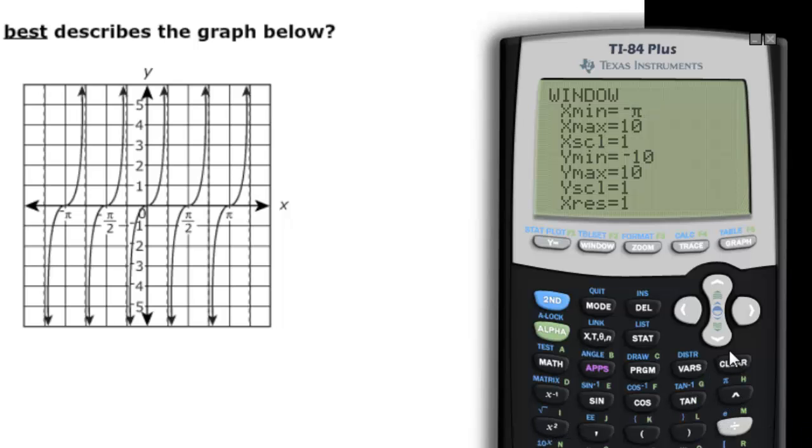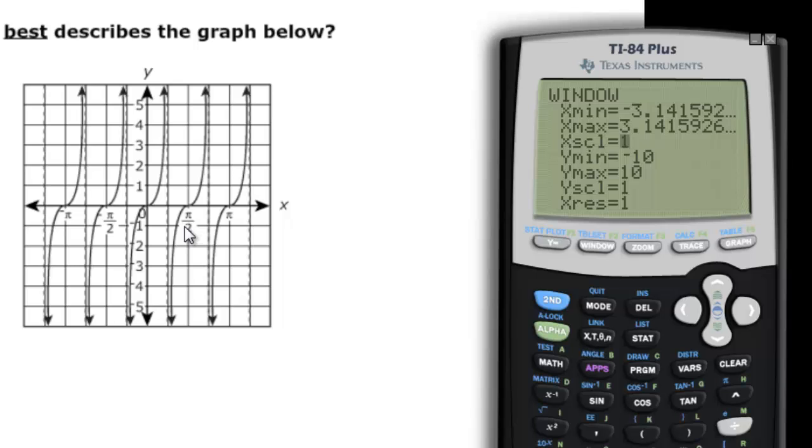Negative pi. X maximum, that's the rightmost number on the x-axis, so I'm going to put positive pi. X scale, that's how wide your blocks are going to be. So if I look at it, I don't really know how wide the blocks are going to be.